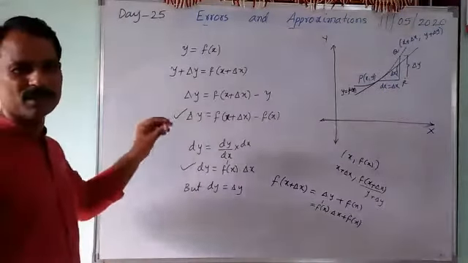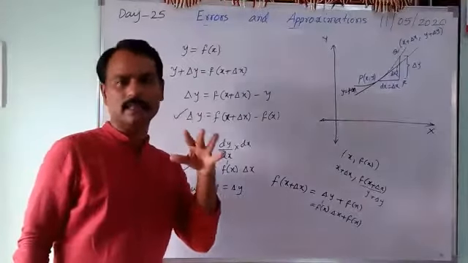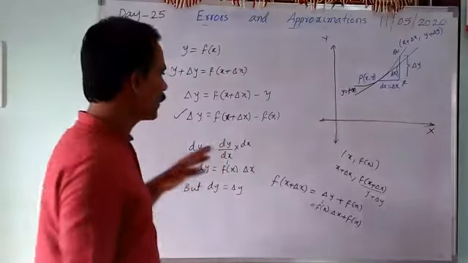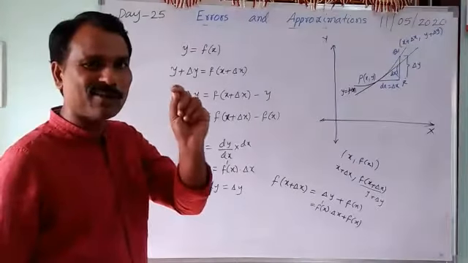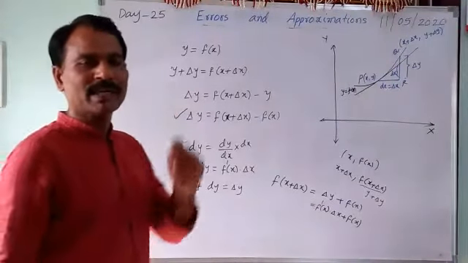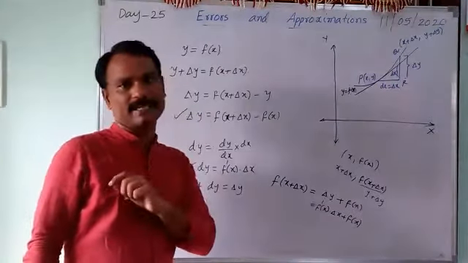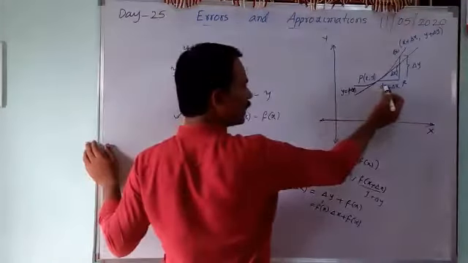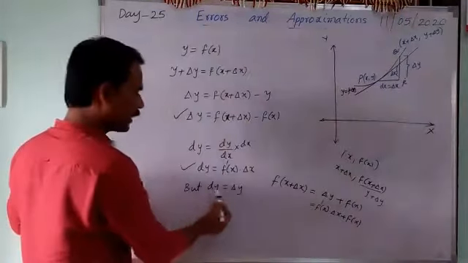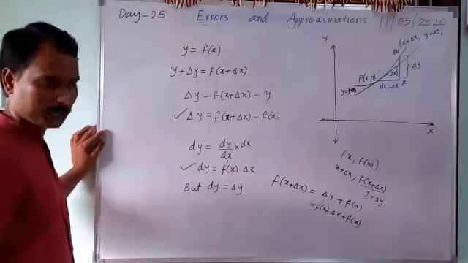A simple concept, no need to think much in that topic. Clear, guys? Okay. So finally, what you have to remember is that Δy is nothing but dy, and Δx is nothing but dx. So dx is equal to Δx and dy is equal to Δy, consider it.